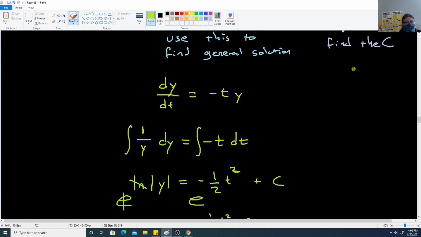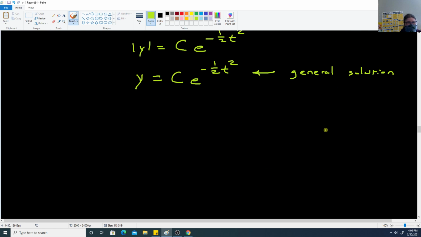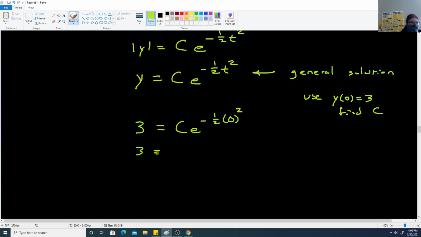And then what we need to do is use that y of 0 is supposed to be 3. So we need to use y of 0 equals 3 to find c. So we're going to put 0 in for t. If I put 0 in for t here, then the y value should equal 3. Y of 0 equals 3 means when you replace t with 0, the outcome is 3. Well, this now becomes e to the negative 1/2 times 0 squared, which is just e to the 0. E to the 0 is really 1, so this tells me 3 is c.